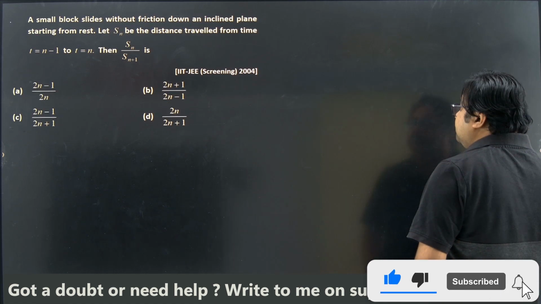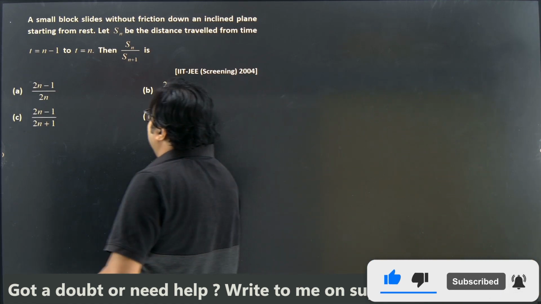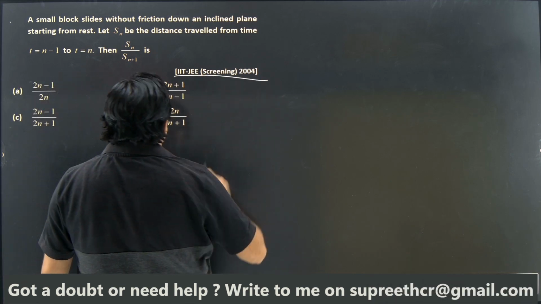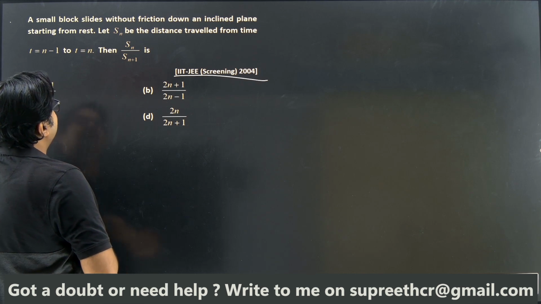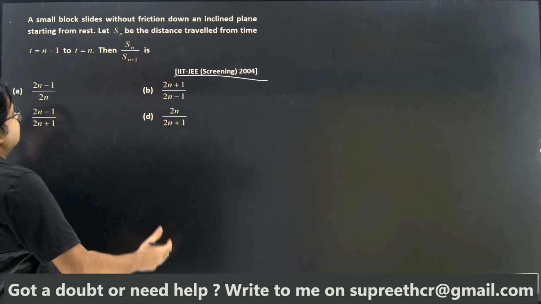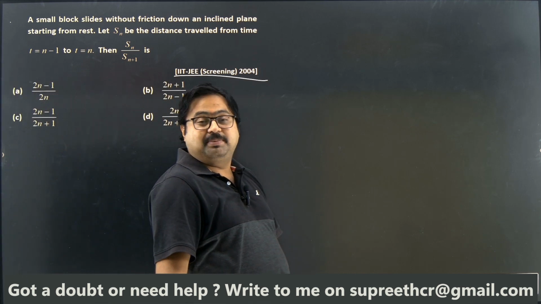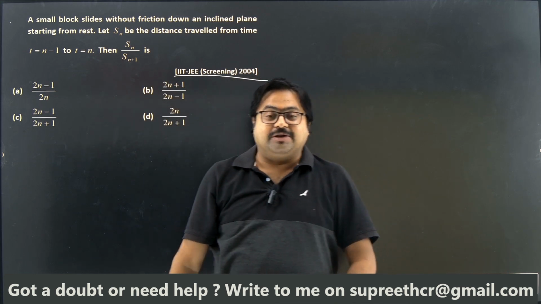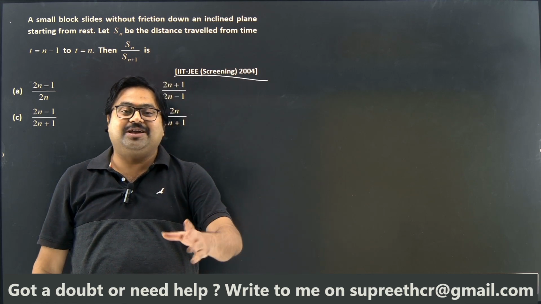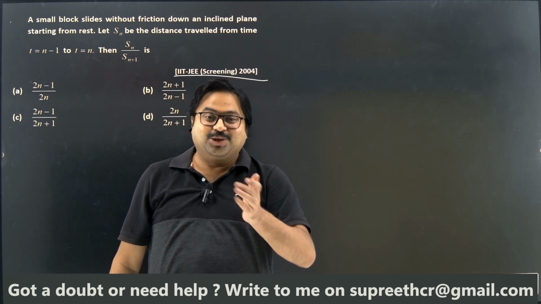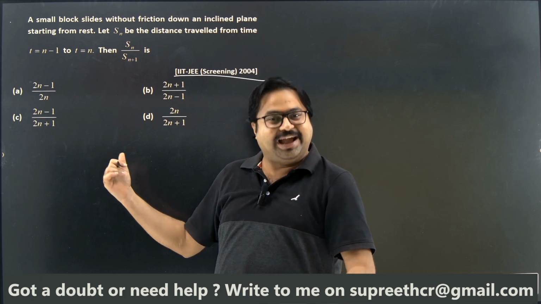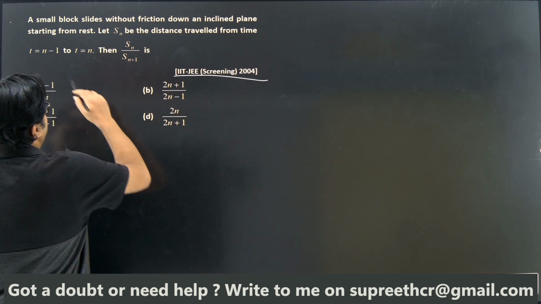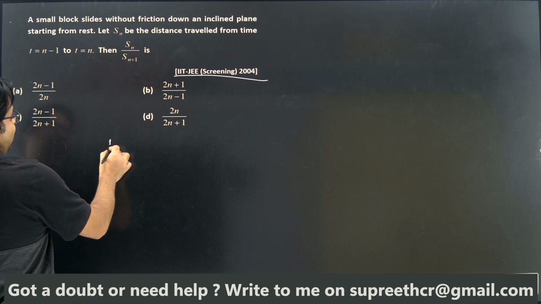So having said that, let us look at this last question, which is similar to the previous question. It was asked in IIT JEE Screening 2004. A small block slides without friction down an inclined plane, which simply means that it is having uniform acceleration. If it's having uniform acceleration, we can use our equations of kinematics, using which the Sn formula has been derived. So you can use that formula. Starting from rest, the question says, which means u is 0 once again.